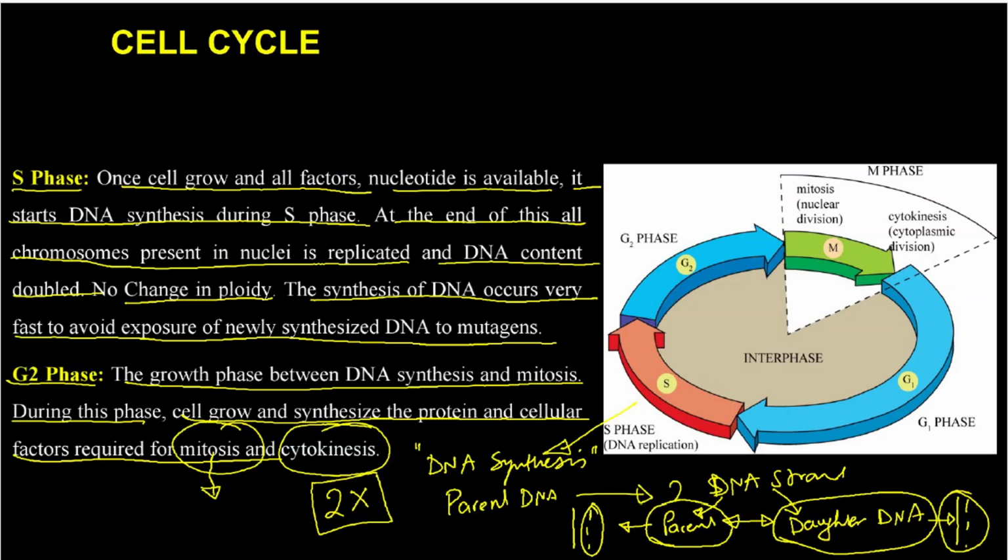And the G2 phase. This is again a growth phase between DNA synthesis and mitosis. During this phase, cell increases its size because now it has to divide into two cells. So cell increases its size and synthesizes the other proteins or cellular factors which are left to synthesize, which are required for the cell cycle. Okay, for the further division, for the mitosis and cytokinesis.